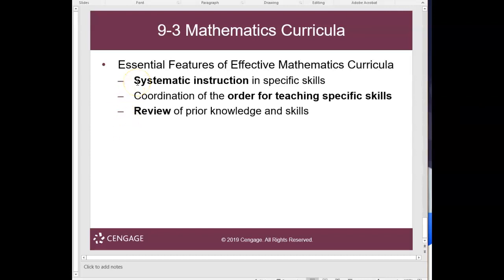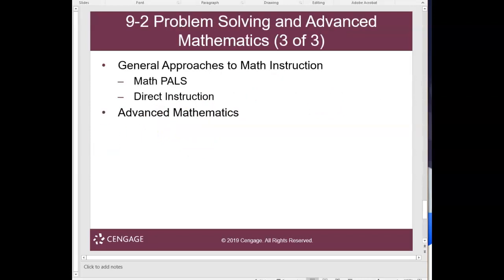So systematic instruction is very explicit. Watch me, let's do some together. Now it's your turn. Coordination of the order for teaching specific skills, really thinking about what you're going to teach first, and then again, any prerequisites and or co-requisites, and then review as you're going along. And I know I skipped this and I came back to it. So some general approaches to math instruction.